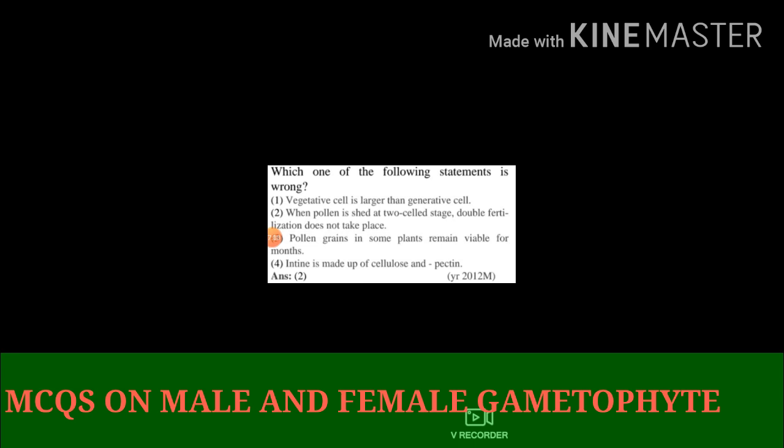Here the wrong statement is asked. Option 1, vegetative cell is larger than generative cell, is the right option. That means this is not the answer to the question. Option number 2, when pollen is shed at two-celled stage, double fertilization does not take place. Here option number 2 is the wrong statement, so it is the answer.